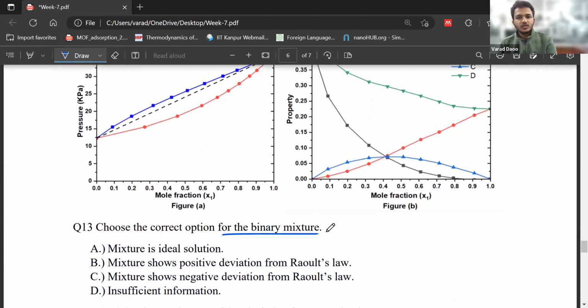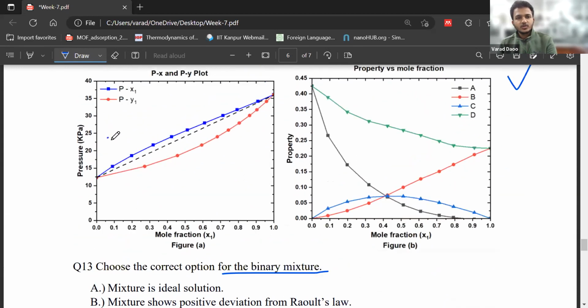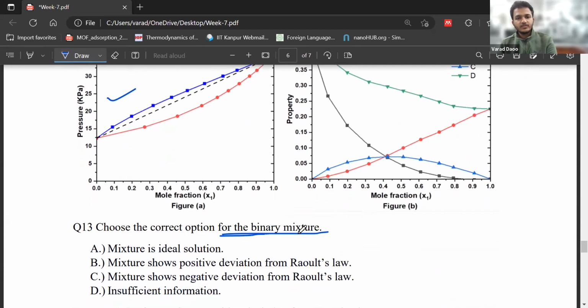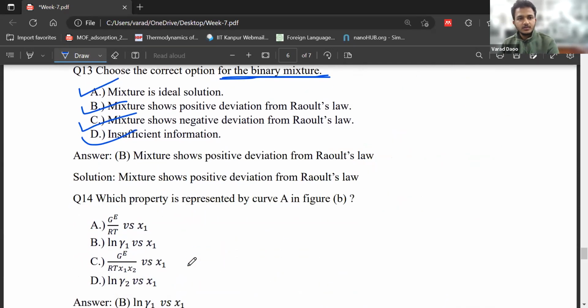So choose the correct option for the binary mixture. Okay. So based on this figure, what we need to find is we have to choose the best option. Option A is whether the mixture is ideal. Mixture shows positive deviation from Raoult's law. Mixture C shows negative deviation from Raoult's law. Insufficient information.